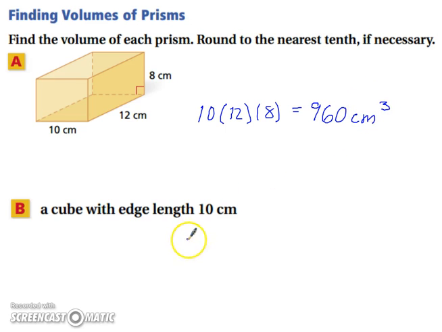Take a moment and try this next one on your own. Okay, now that you've had a moment to try this one, let's look at it together. A cube with edge length 10 centimeters. Well, it's a cube, so you know your length, your width, and your height are all the same. So your volume is just going to be 10 cubed, which in this case is 1,000. And we have centimeters and volume, so it's cubed.